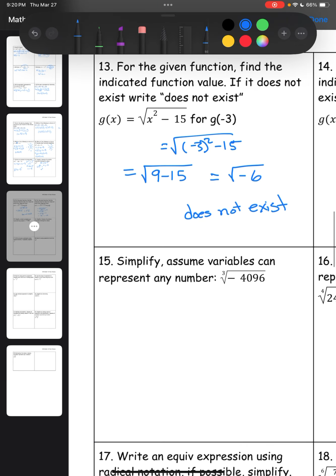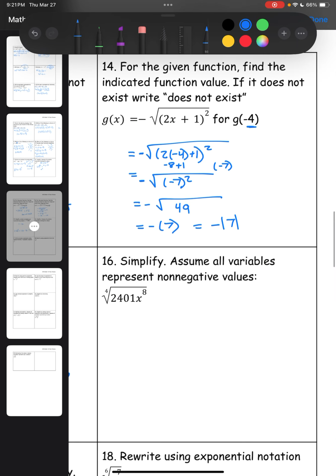Alright, number 15. We're going to simplify this cube root. Gotta be honest, you could just put this in a calculator. You should be getting -16, because -16 to the third is -16 times -16 times -16. Number 16, simplify the same thing here, but now we have a variable.